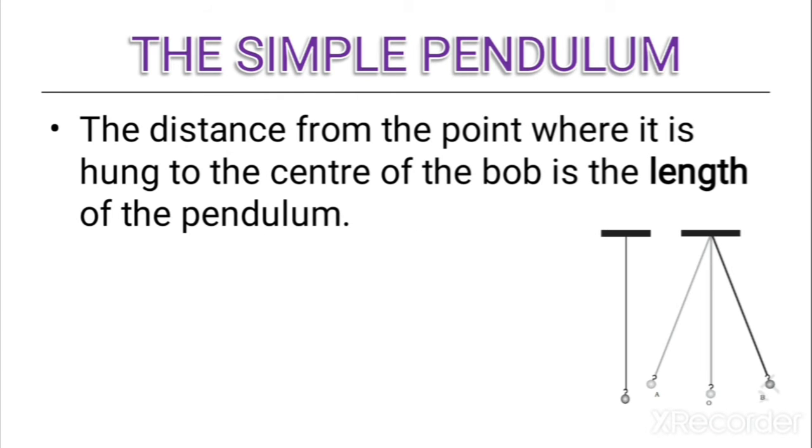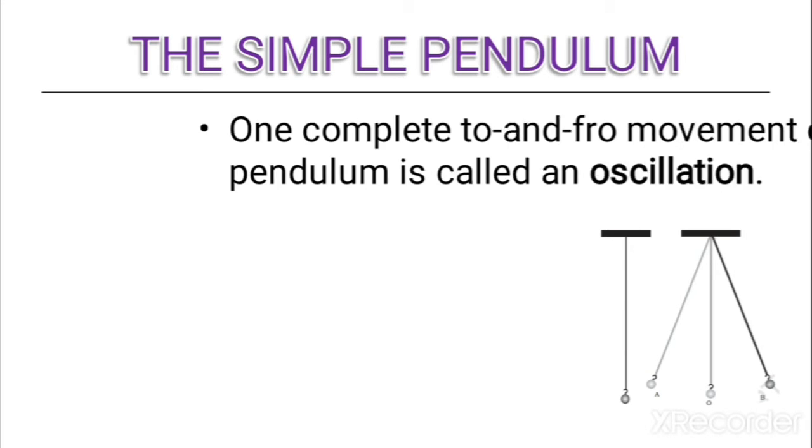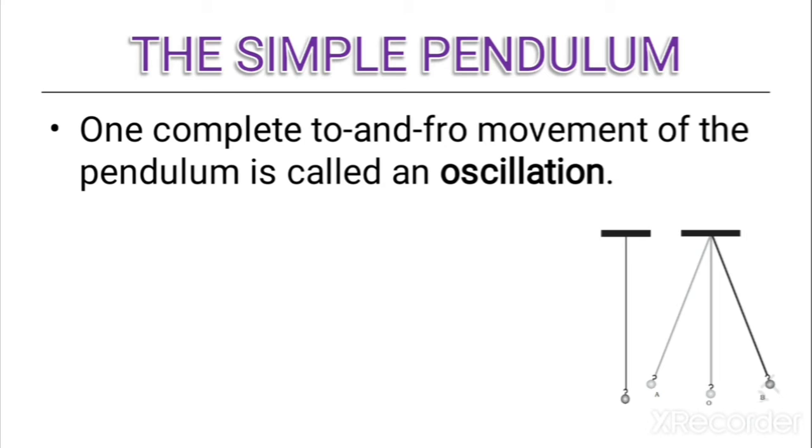The distance from the point where it is hung to the center of the bob is the length of the pendulum. So this over here is the length of the pendulum. One complete to and fro movement of the pendulum is called an oscillation. Once the bob starts from point A, moves until B, and again comes back to point A, that becomes one oscillation. I repeat, when the bob starts from position A, it goes till B and again comes back to A. This becomes one complete oscillation.